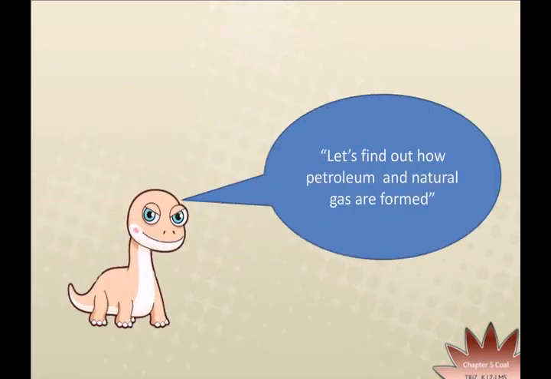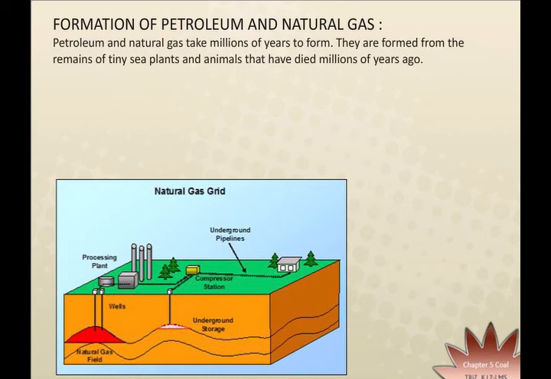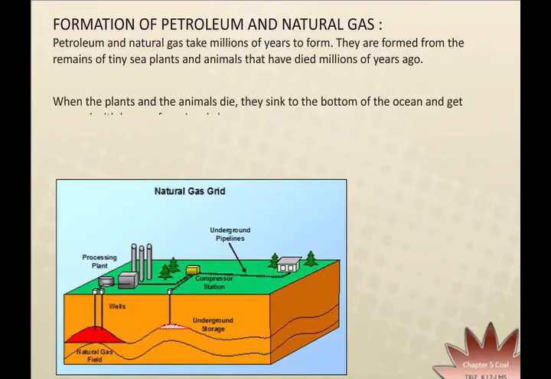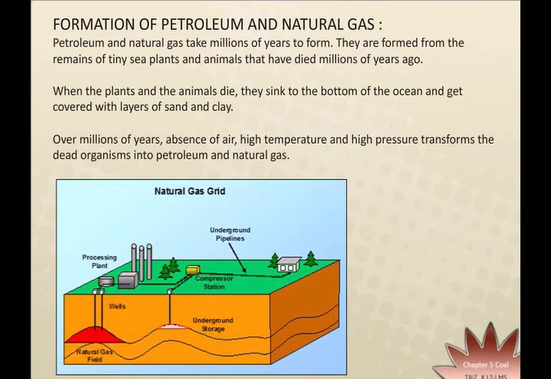Let's find out how petroleum and natural gas are formed. Petroleum and natural gas take millions of years to form. They are formed from the remains of tiny sea plants and animals that died millions of years ago. When the plants and the animals die, they sink to the bottom of the ocean and get covered with layers of sand and clay. Over millions of years, absence of air, high temperature and high pressure transforms the dead organisms into petroleum and natural gas.